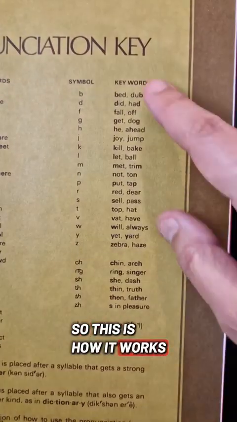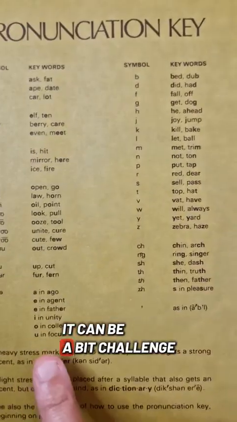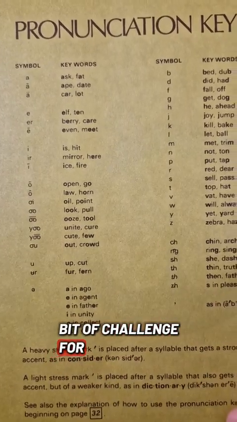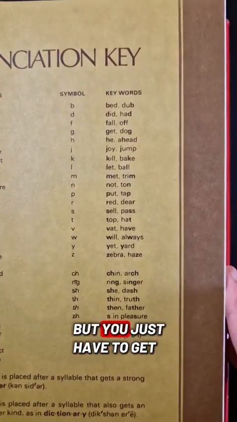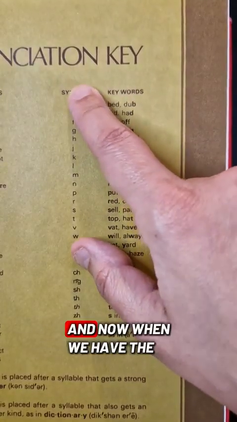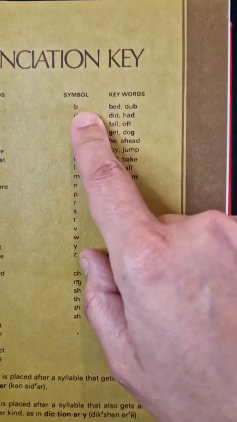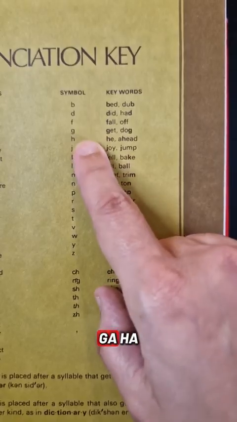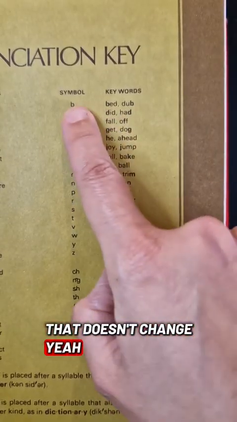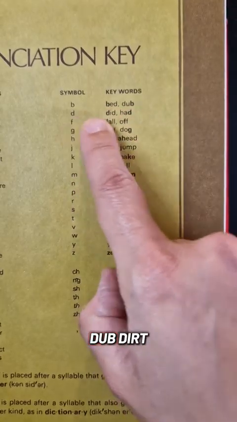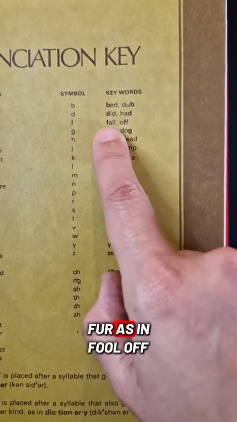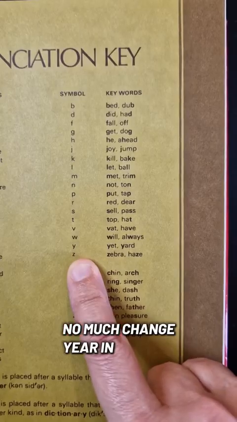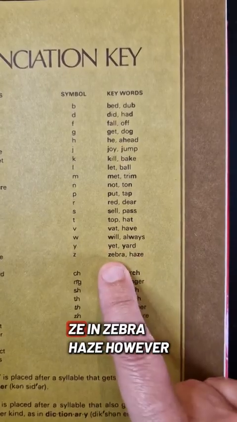So this is how it works. Now, the schwa can be a bit of a challenge for non-native English speakers, but you just have to get used to it. And now when we have the consonants, most of them are the same. So b, d, f, g, h, that doesn't change. Yeah? B as in bed, dub, d as in did, had, f as in fall, off, and so on. So that's the same. Not much change. Y in yet, yard, z in zebra, his.